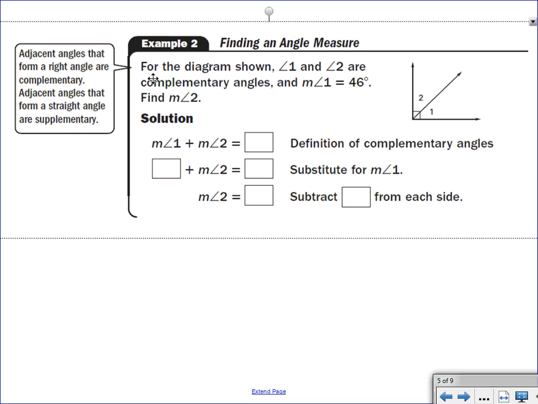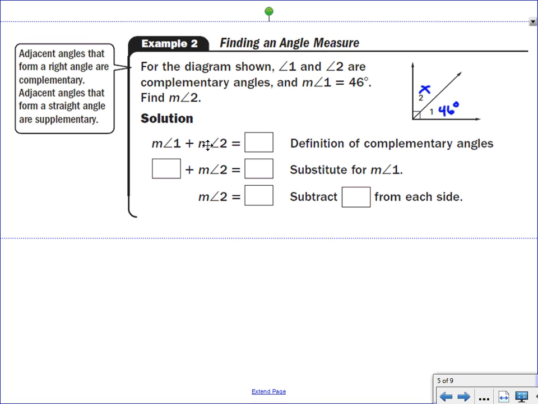Example number 2. Adjacent angles that form a right angle are complementary, because that would make it a 90-degree angle. Adjacent angles that form a straight angle are supplementary, making it 180 degrees. For the diagram shown, angle 1 and angle 2 are complementary angles, and the measure of angle 1 is 46 degrees. Find the measure of angle 2.